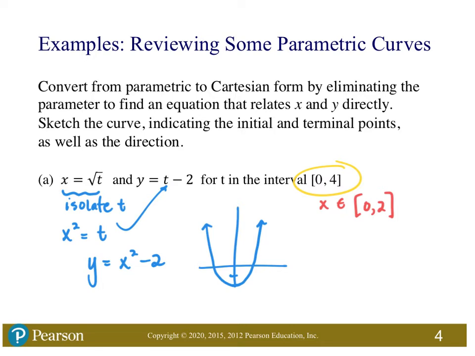So the way we draw this graph now is not the entire Cartesian expression. Okay, the domain is no longer all real numbers.